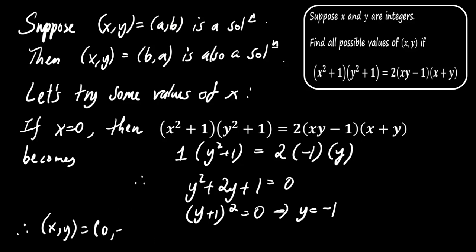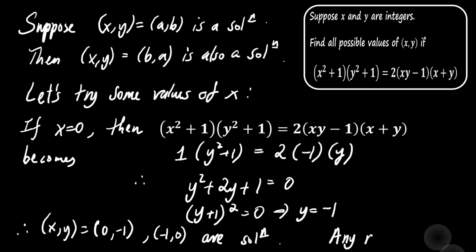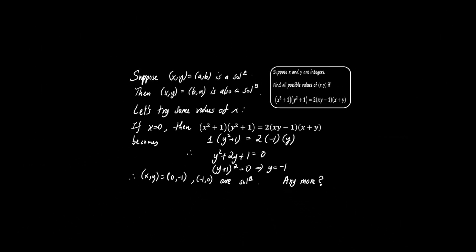Now, using the symmetry property we discussed earlier, if x equals 0 and y equals negative 1 is a solution, then swapping x and y gives us another solution: x equals negative 1 and y equals 0. So far, we've found two solutions: x equals 0, y equals negative 1, and x equals negative 1, y equals 0. Let's now proceed with exploring other possibilities.